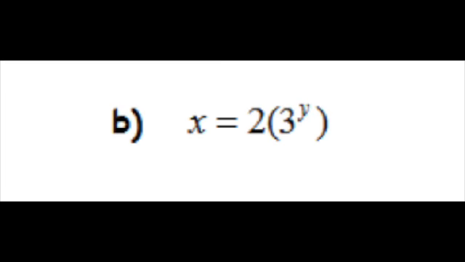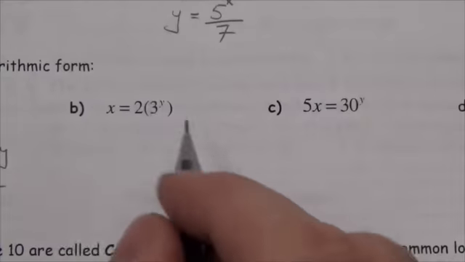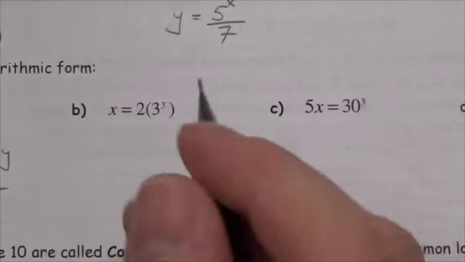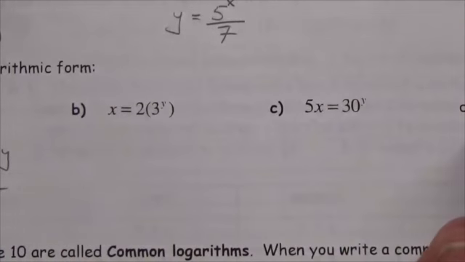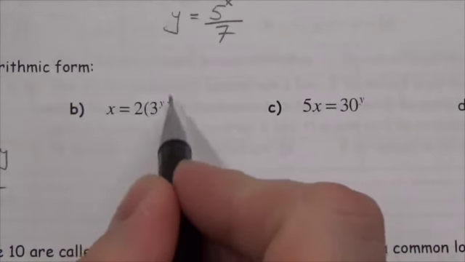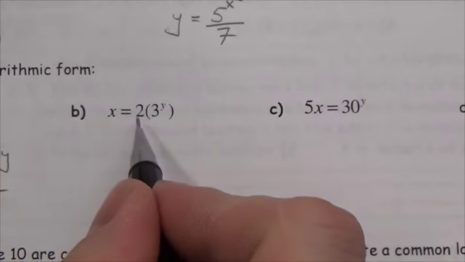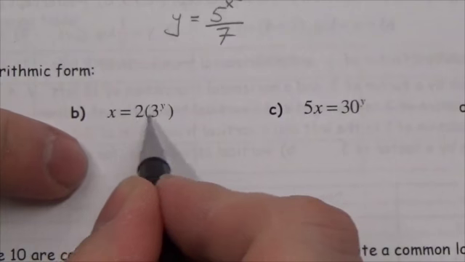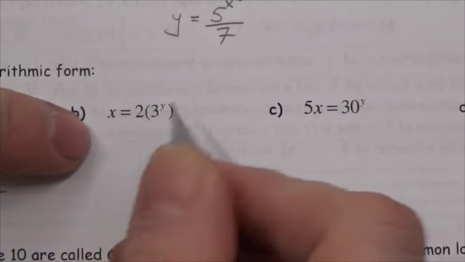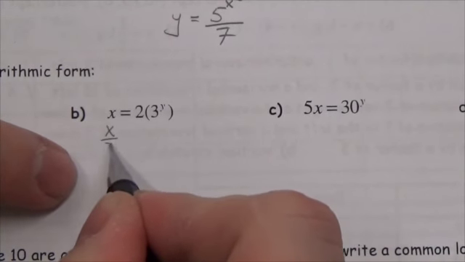x is equal to 2 multiplied by 3 to the y. Okay, before we can convert this into the logarithmic form, just like the issue we had in a previous question where we had to isolate the logarithm, here we have to isolate the power. That 2 is not part of the base. It's multiplied afterwards. So we're going to divide through by 2 first.